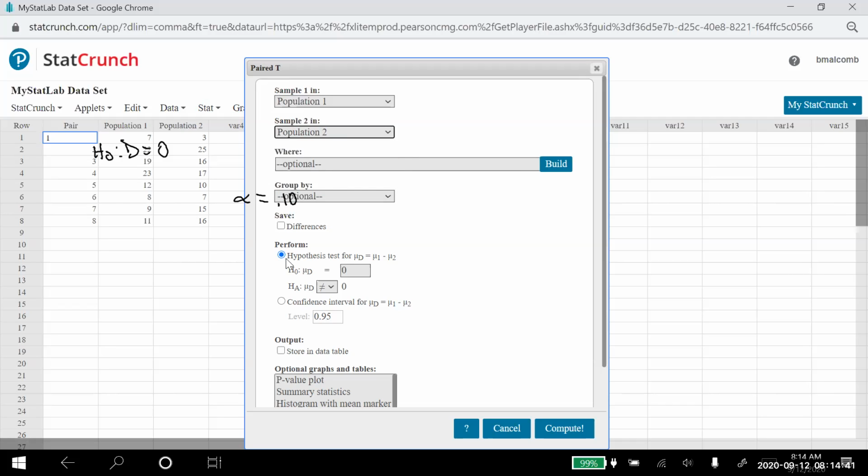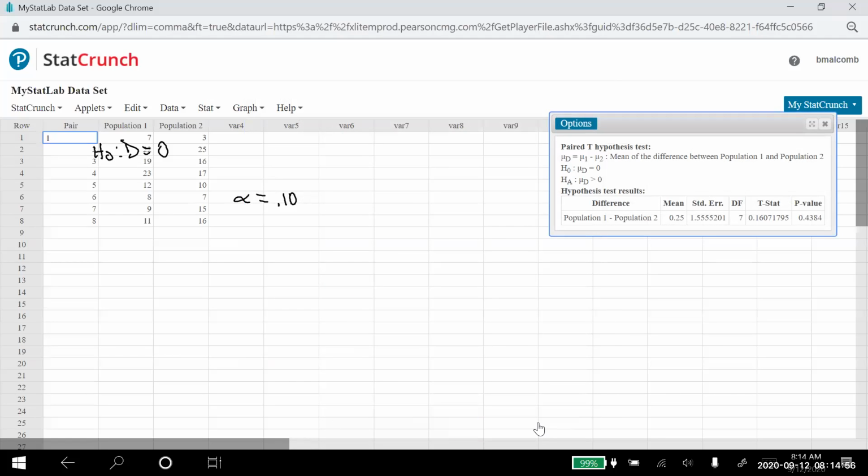And I'm doing a hypothesis test. Remember, we're assuming it equals 0 versus greater than 0. And so we'll just go compute it. Again, if we had the confidence interval, we'll just click down here instead. So let's compute. They're asking for the t-value, and notice we have a t-value of 0.1607. I don't know how many decimals they'll go, so we'll go that far. The p-value, I'll list here, is 0.4384.